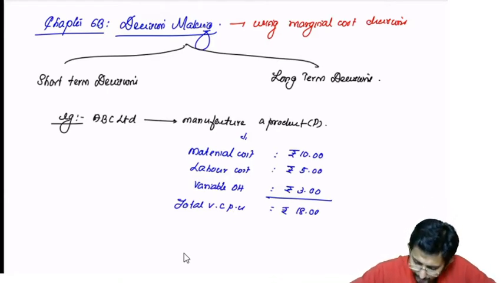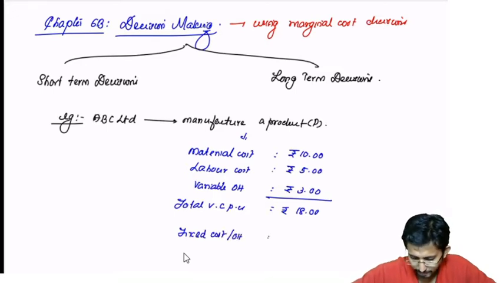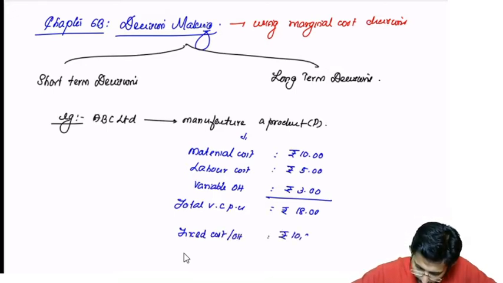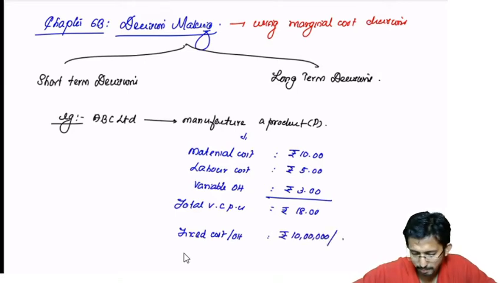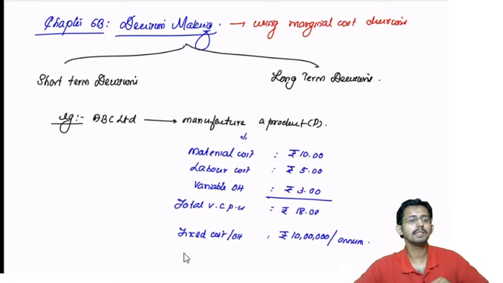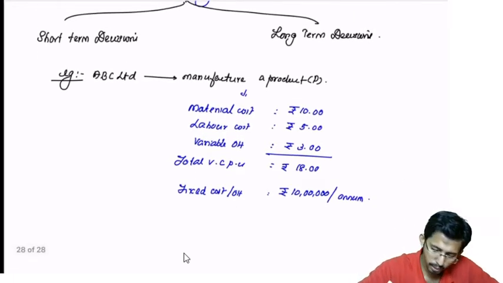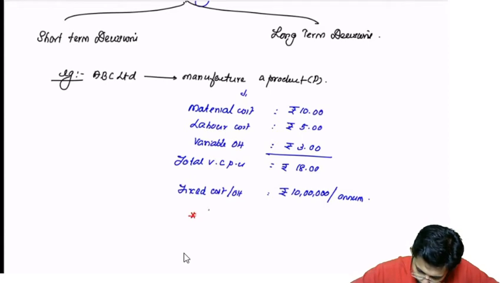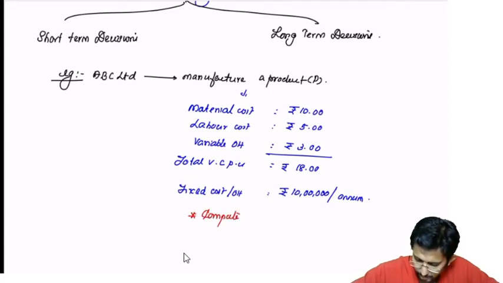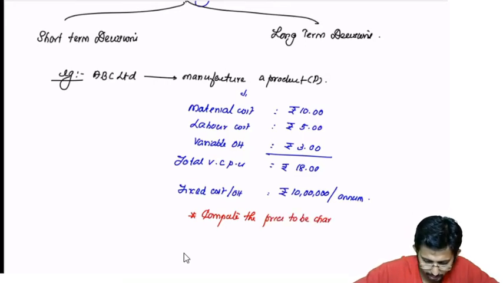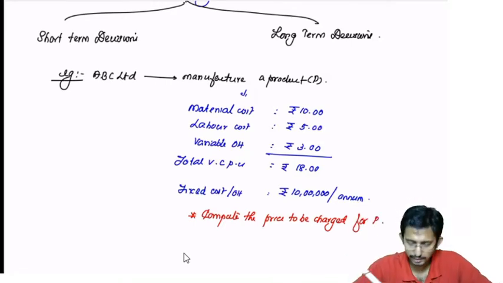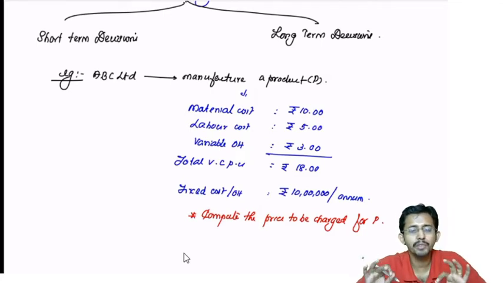Now, in addition to this, there is fixed cost or fixed overhead to the extent of 10 lakhs per annum. This is the given cost structure. Now, you are required to compute the price to be charged for P. That is the requirement. It is the decision to be taken. What is the decision? Decision is to fix the price. So basically it is a pricing decision.